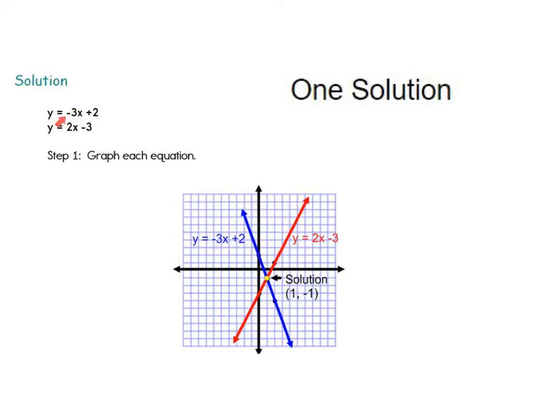But what I also need to point out is that we can look at this system and we can see that they have different slopes. This has a slope of -3 and this has a slope of +2. Well, the fact that they have different slopes means they are going to intersect and they're going to have one solution. So again, if our system of equations is going to have one solution, it's because they have different slopes.